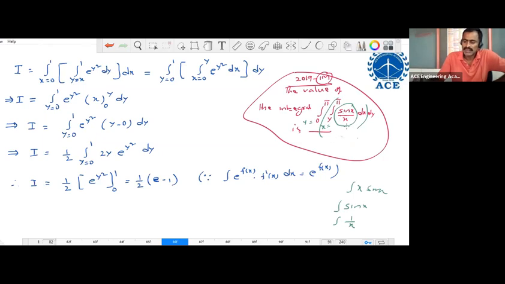It is last year's GATE question, a 1 mark question. In the year 2020 also, one question was given from multiple integrals, that is a 2 marks question. Later we will write that problem. Okay, later you try this problem also.